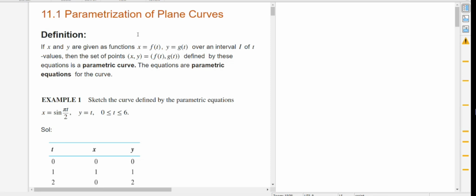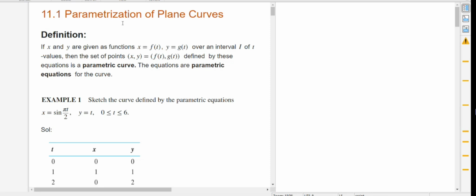So first we have section 11.1, which discusses the parametrization of plane curves. Plane curve means all the curves that you can draw in the xy plane, like a circle, ellipse, parabola, and so on and so forth. All these curves are called plane curves. What does parametrization mean? Parametrization means that you introduce a parameter so that you can draw a plane curve. You will see in future that we will talk about space curves as well.